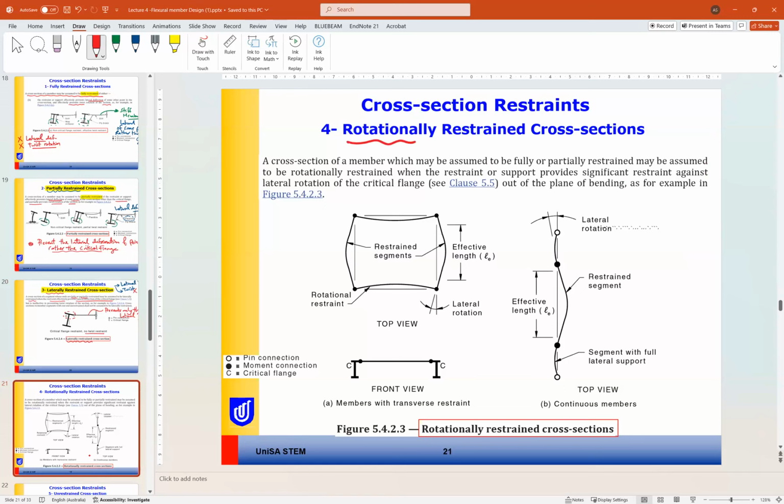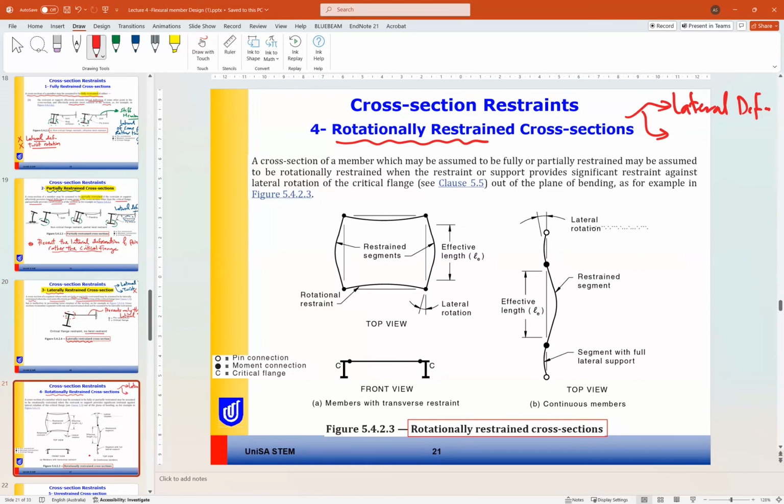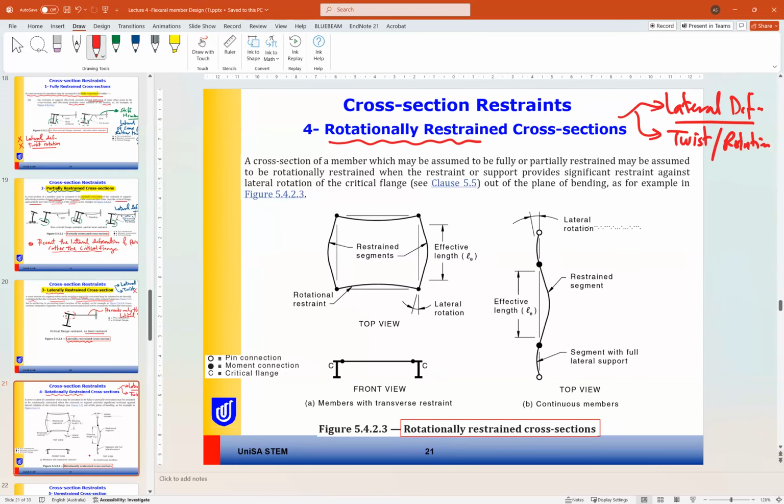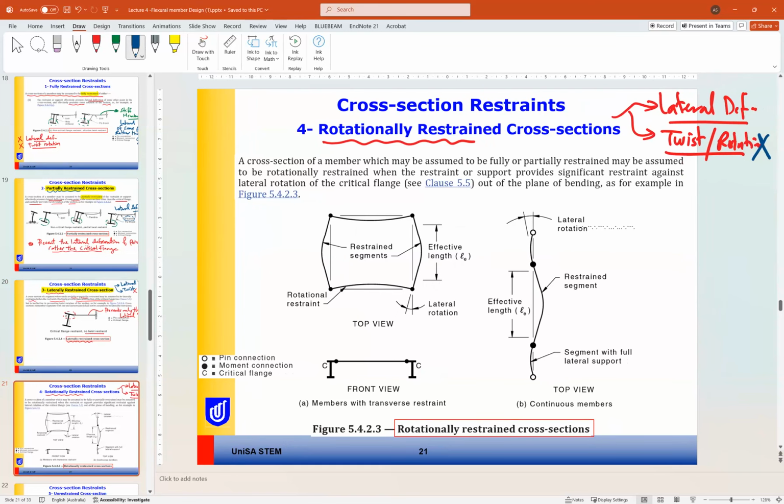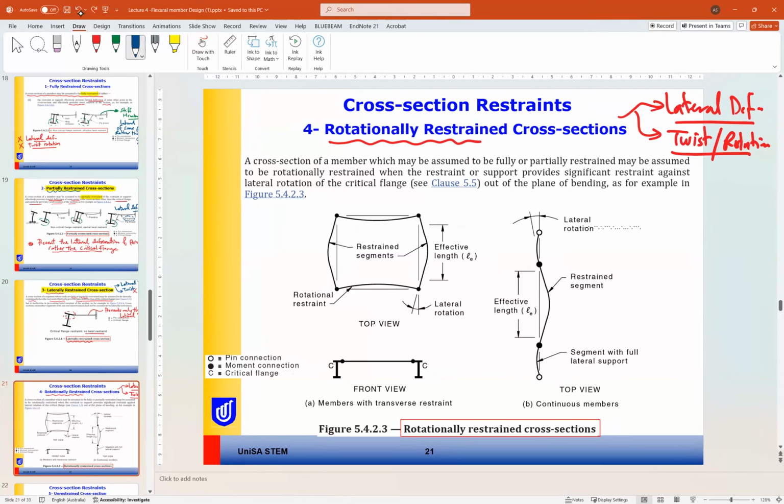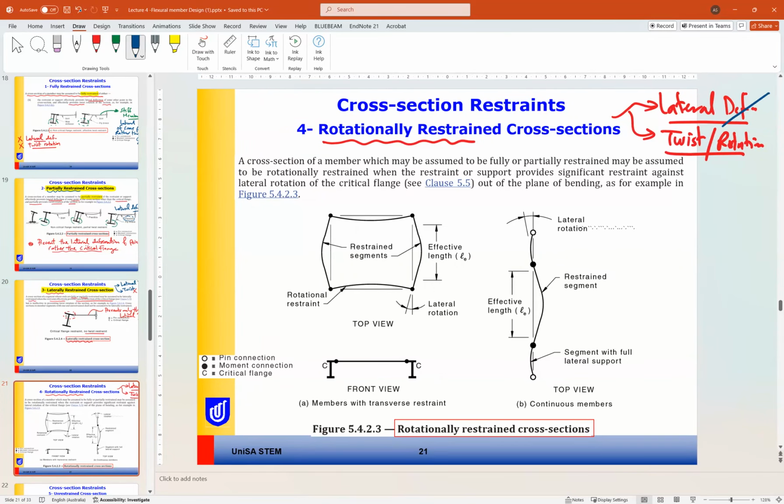Number 4 is the rotationally restrained cross section. Again, we have two deformations, lateral deflection and twist or rotation. So what do you expect in this case? In this case, we will be able to prevent the twist, but we cannot prevent the lateral deflection. So lateral deflection is allowed, twist is prevented.